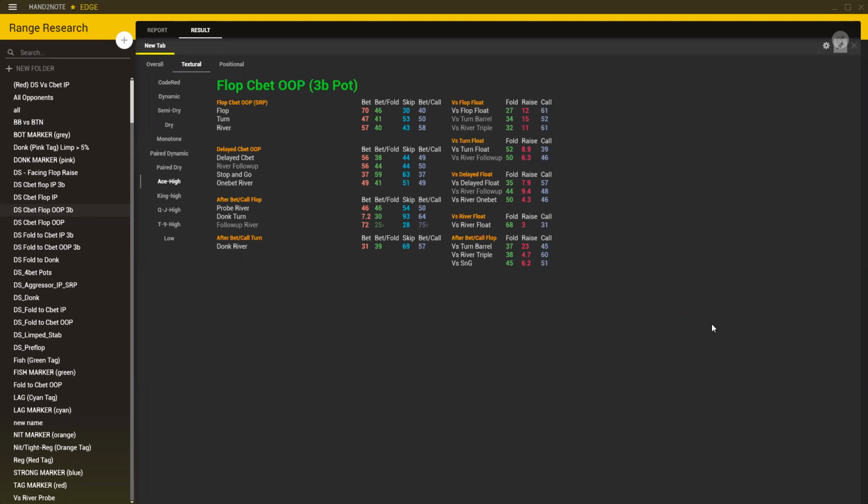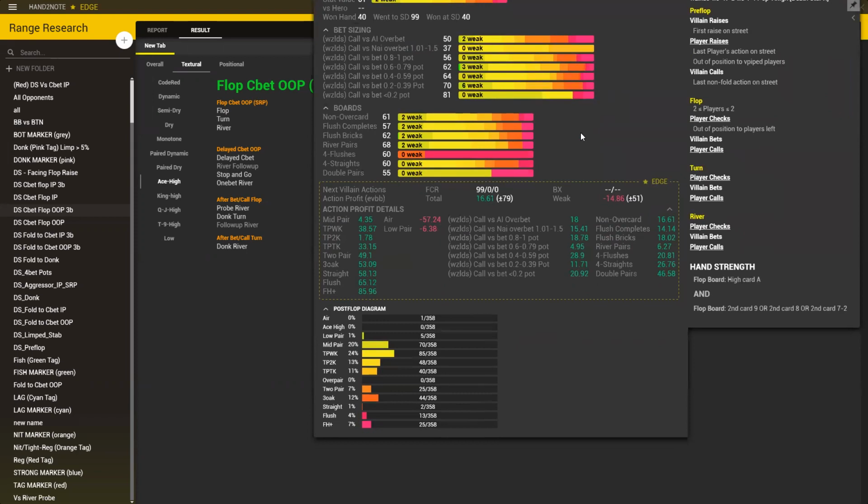These are garbage folding frequencies, right? And then let's have a look at the calling range here on the river, just to guess the average minimum required hand strength for a value bet in the float bet triple barrel line in a 3-bet pot on an ace-high board. So we want to add up to 50% here because it's a value bet.